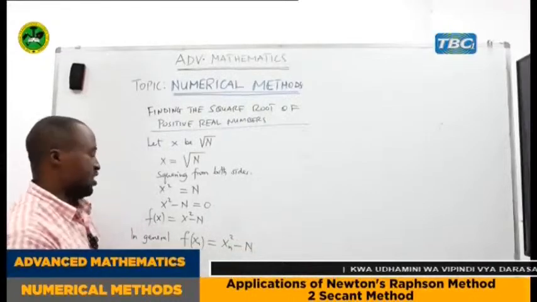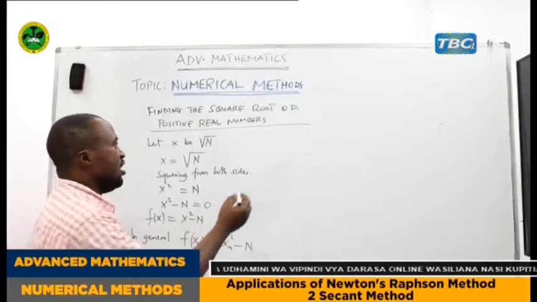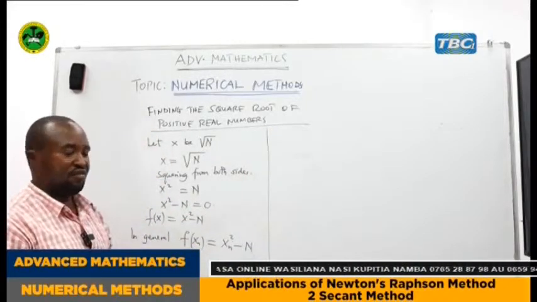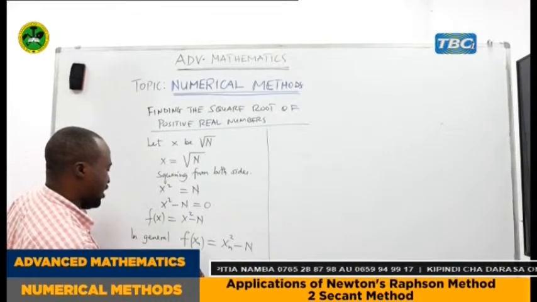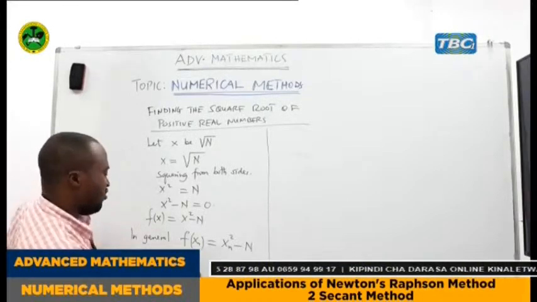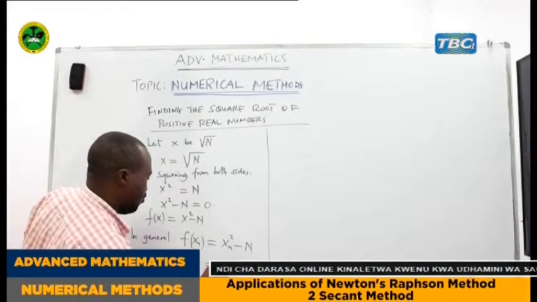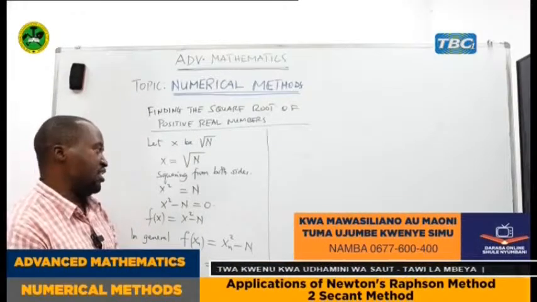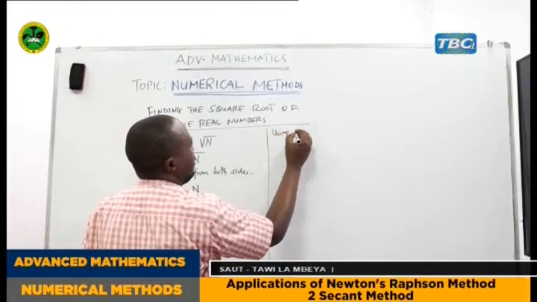minus n. That is just the general function. Now let us find the derivative of this function. That is f of xn dash. The derivative of our function will be equal to 2xn.